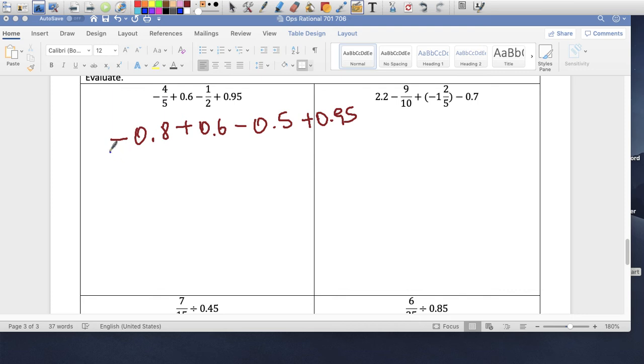So now I'm going to take this bit by bit. 0.8 plus 0.6, who wins? The 0.8. And that's going to give me 0.2, but negative. So now I'm going to do this too, minus 0.5. So I want to change this to an addition problem.